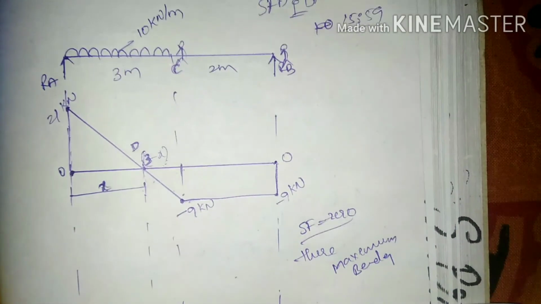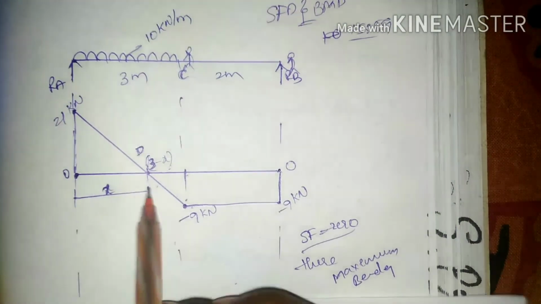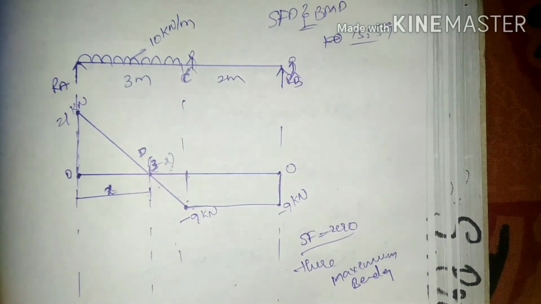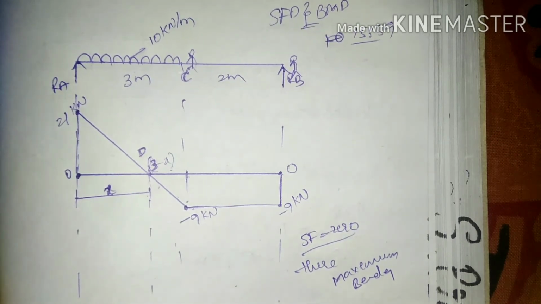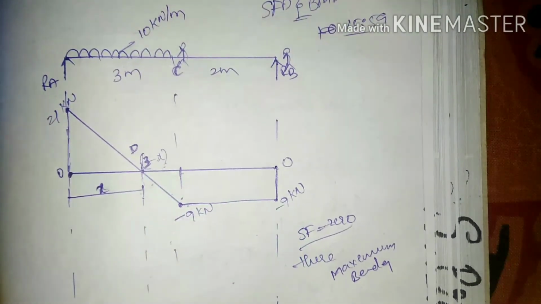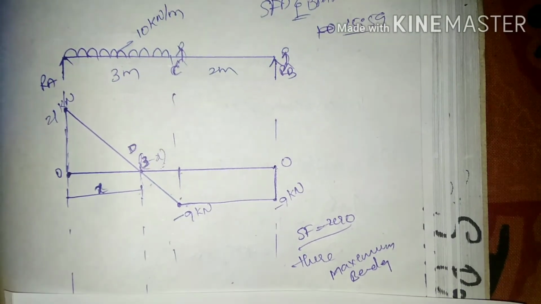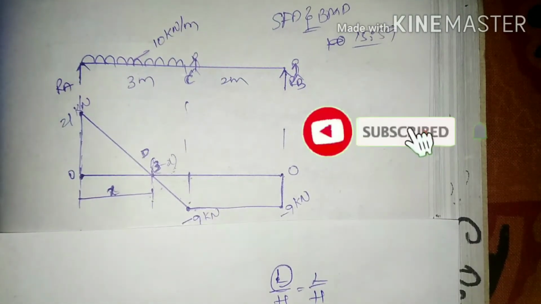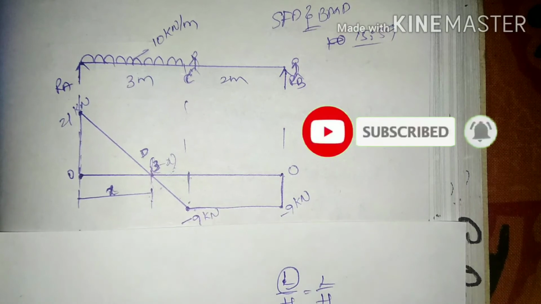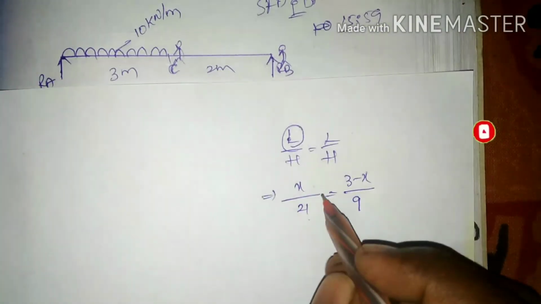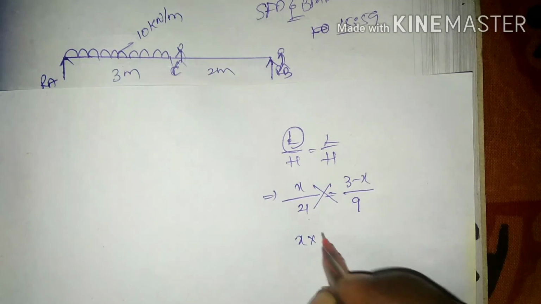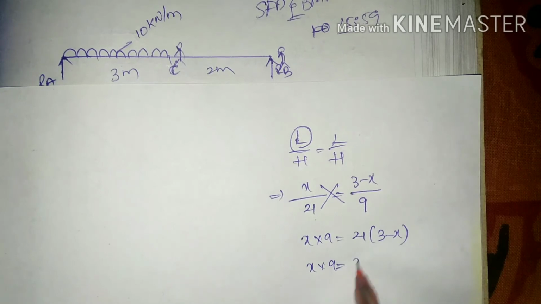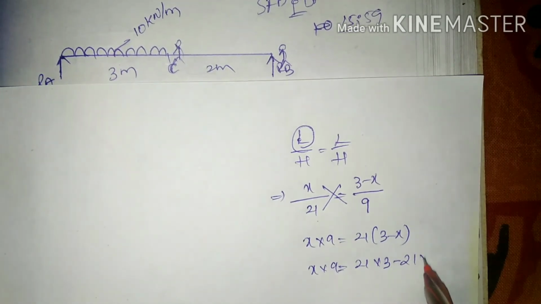If I consider A to D as x, the remaining distance will be 3 minus x. Then, according to similar triangles, we have a triangle in the upward direction and one in the downward direction. Here, length by height is equal to length by height. Length is x and height is 21, next length is 3 minus x and height is 9. According to cross multiplication, x into 9 is equal to 21 into 3 minus x. x into 9 is equal to 21 into 3 minus 21 into x.